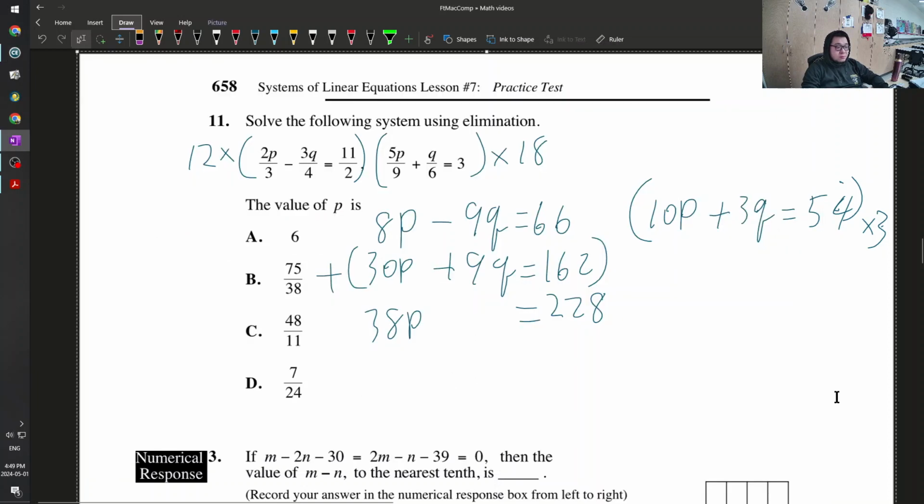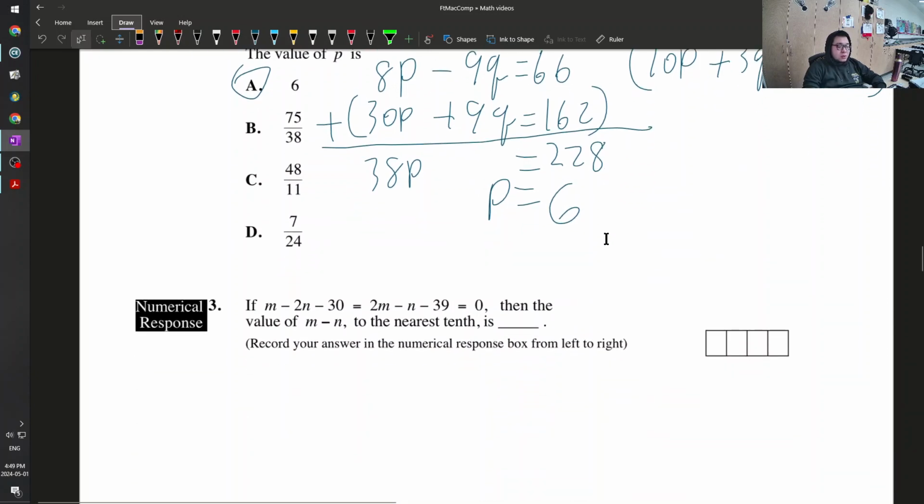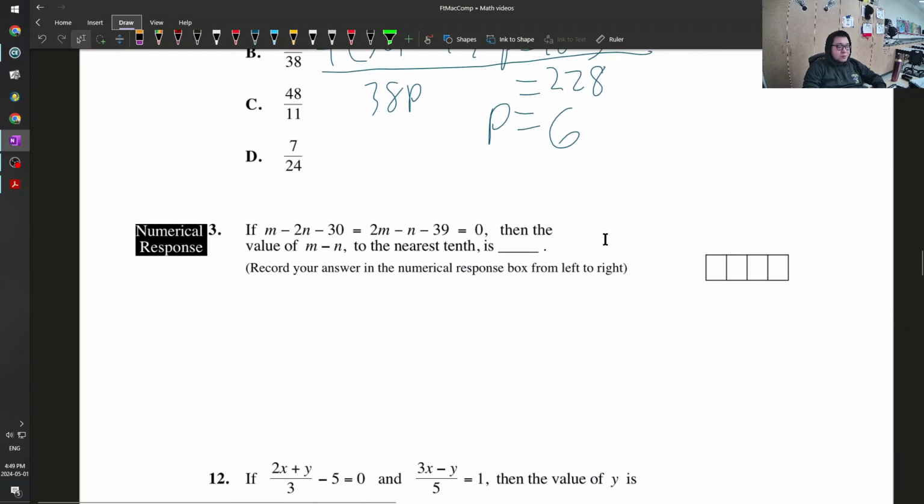6.11 is A. No, I saw it as a fraction. That's why I tried to convert it to a fraction. P is equal to 6. Okay, keep going. Numerical response 3.